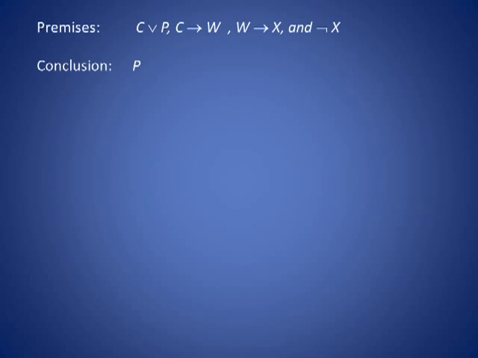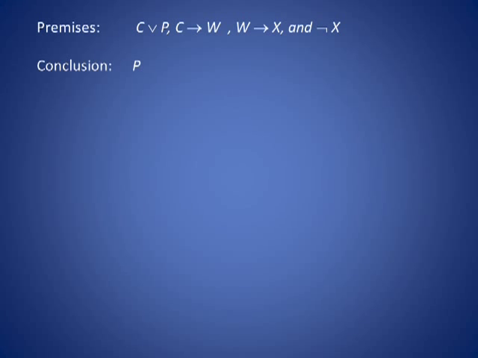Thus, an intermediate goal is showing C is false. So, how can we show C is false? We reason this one backwards and see that if X is false, from the final premise, we would obtain W must be false, since W implies X. But then, from the second premise, which is C implies W, we would have C must also be false. Showing C was false was our intermediate goal.